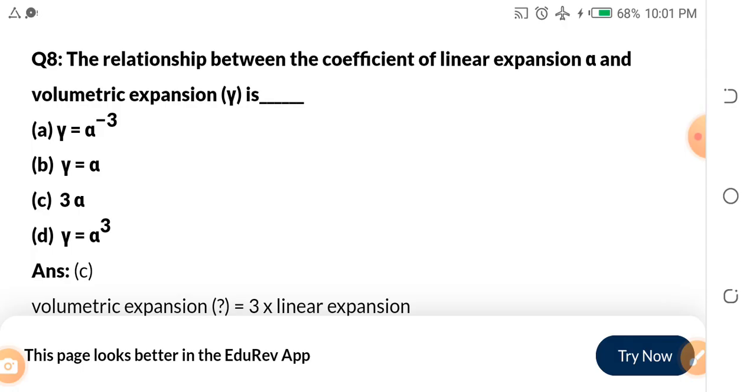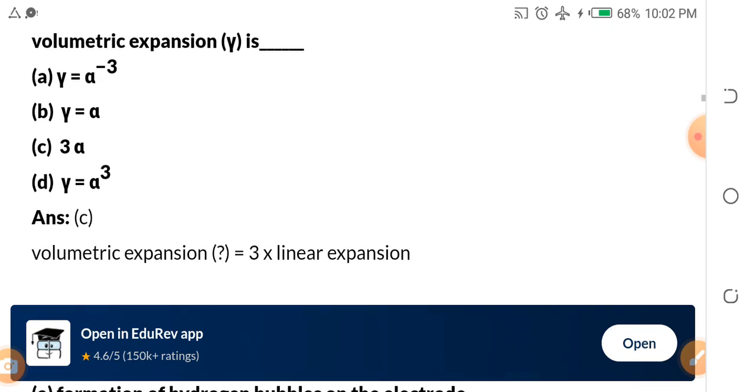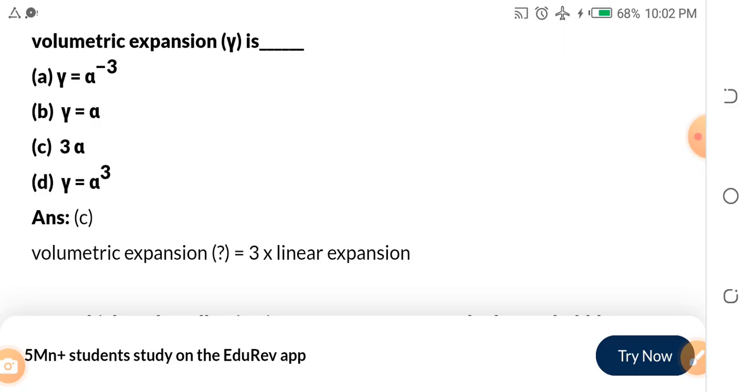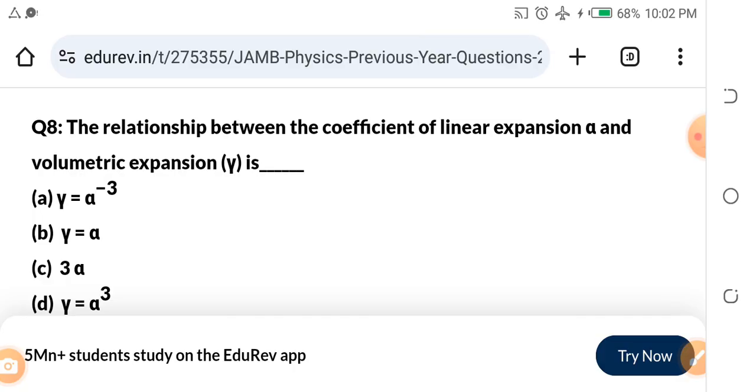The relationship between the coefficient of linear expansion and volumetric expansion is dash. You can see the options on the screen, and the answer is 3a. That is 3 times the linear expansion, where a is the linear expansion. The relationship between the coefficient of linear expansion and volumetric expansion is 3a.